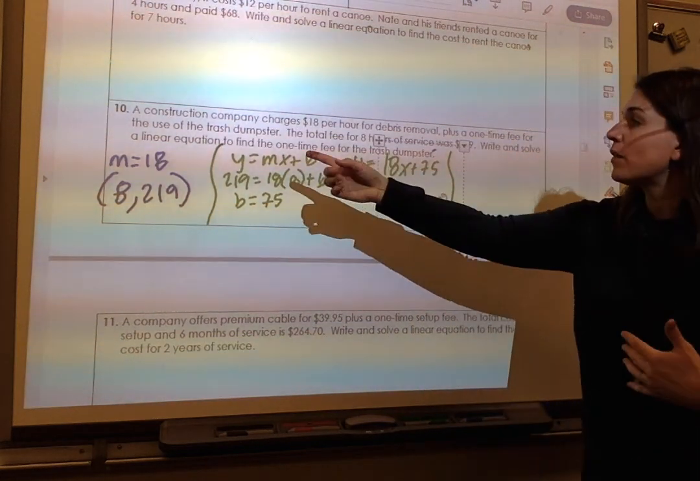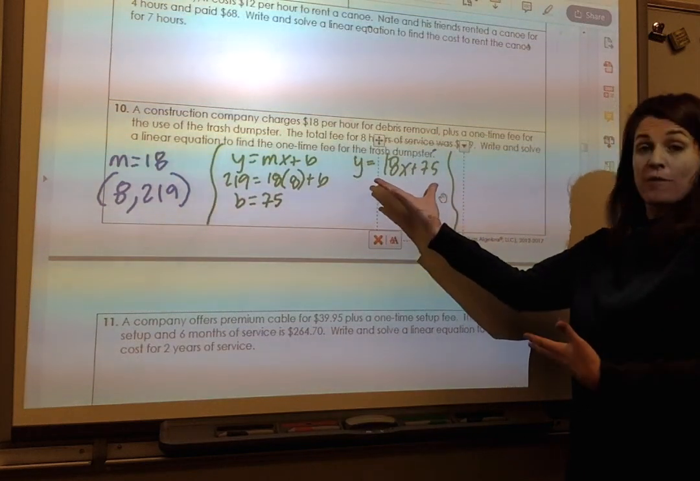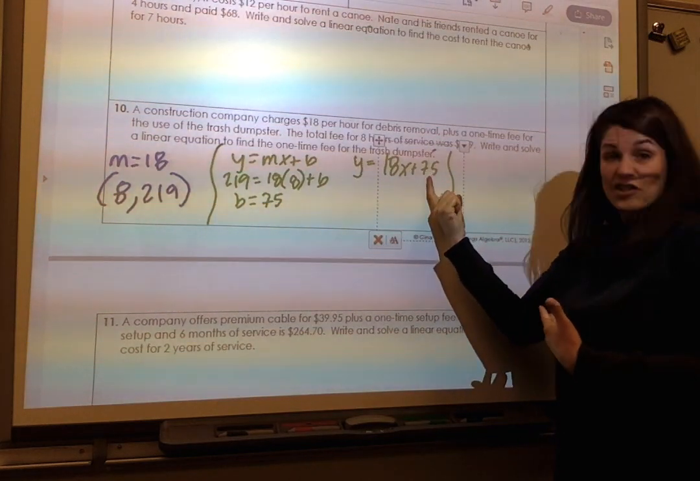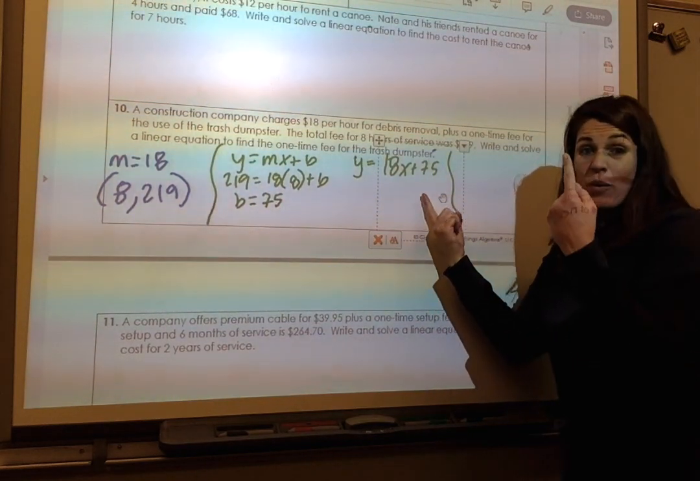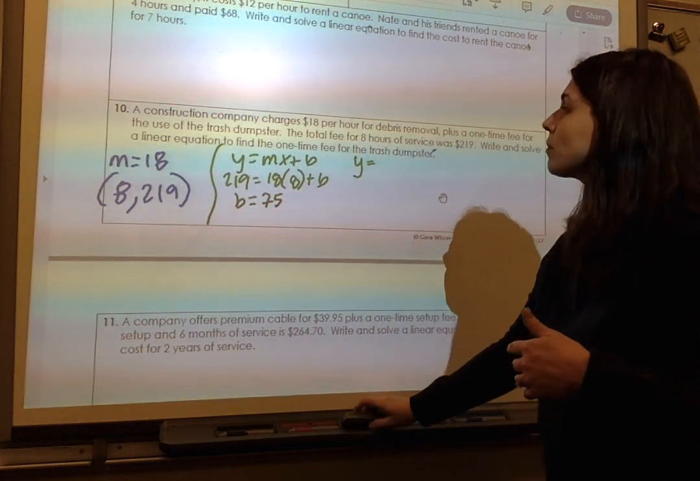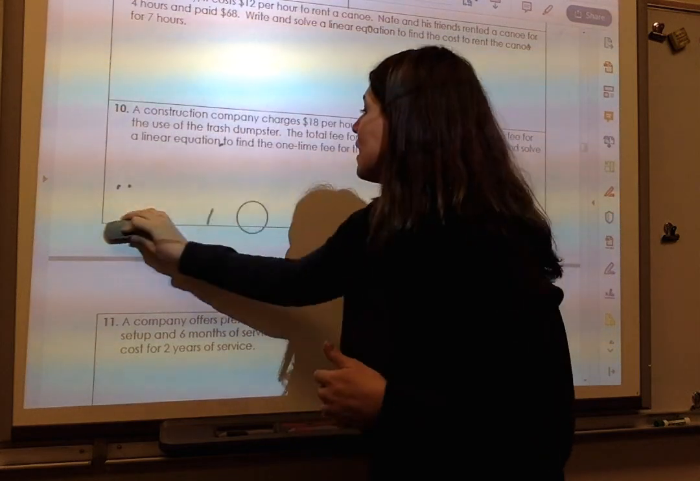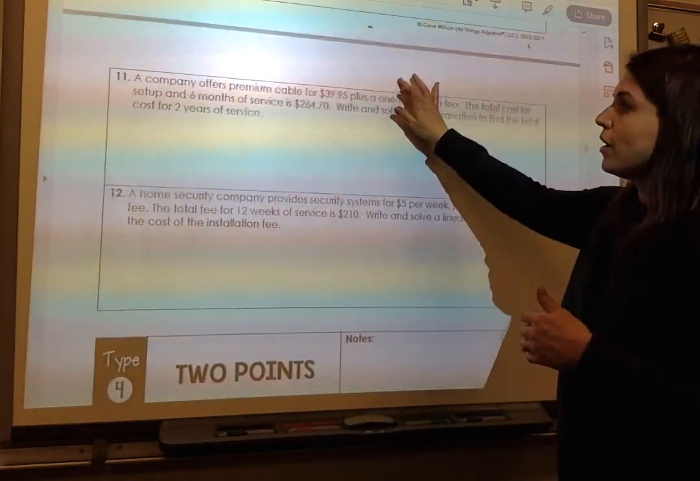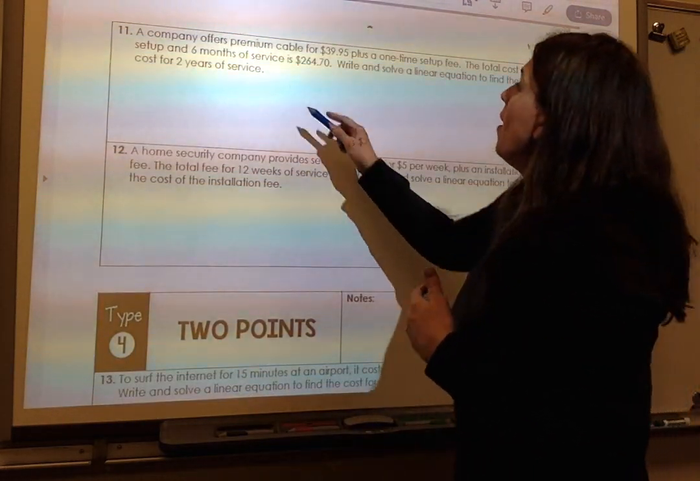So write and solve an equation for the one-time fee. Well, I've solved my equation, and this is actually answering. It's $75 for that one-time fee. So my answer would be $75 for the one-time fee. All right, and for the sake of time, I'm not writing that down. All right, let's look at number 11.